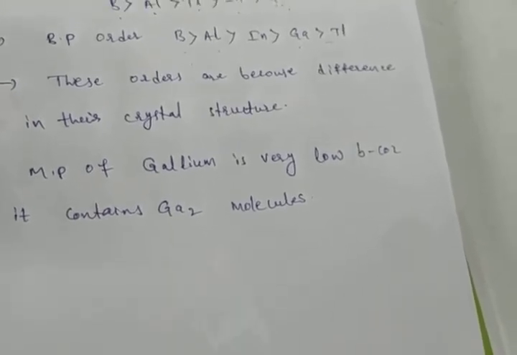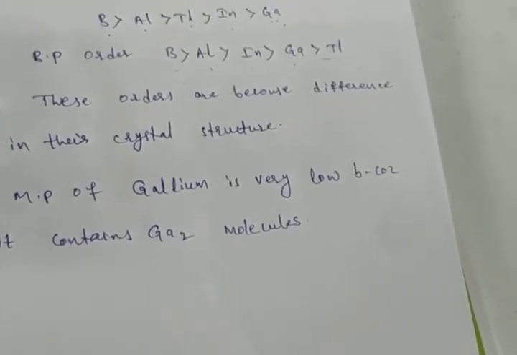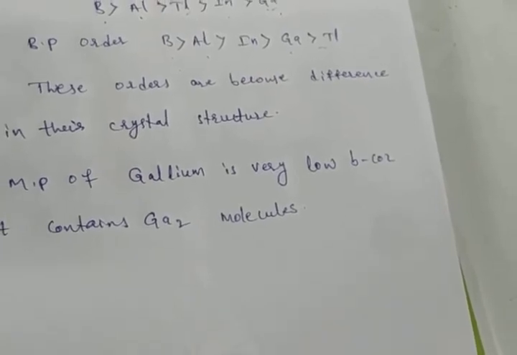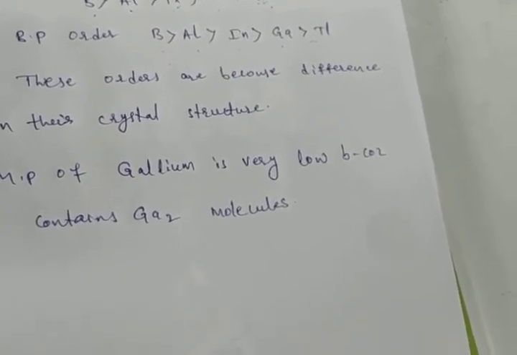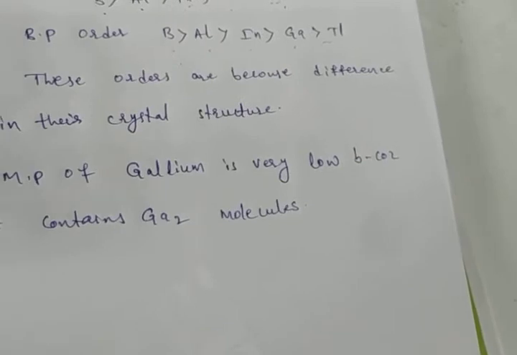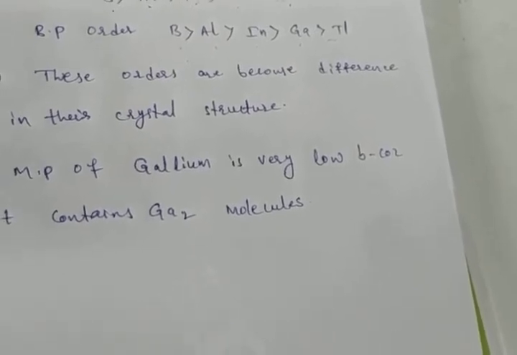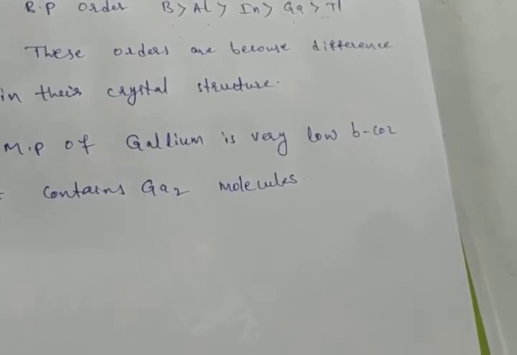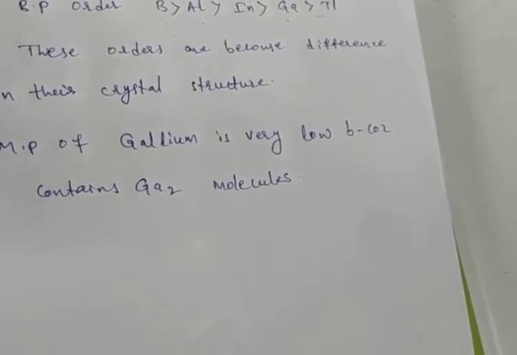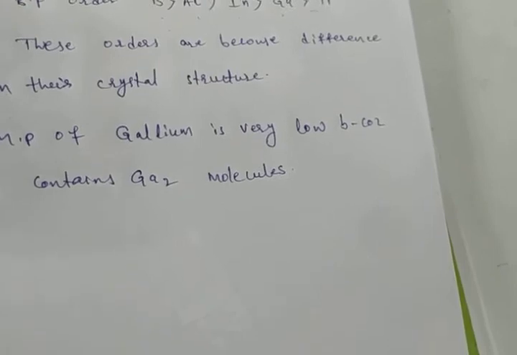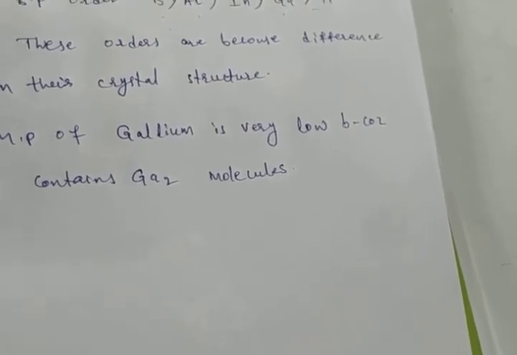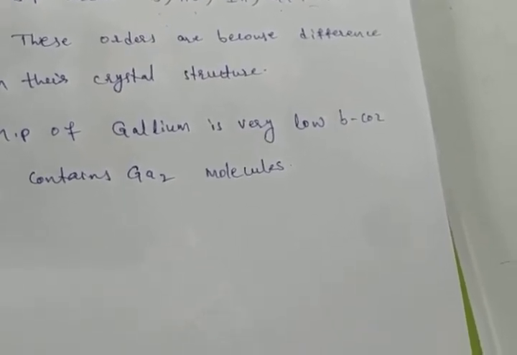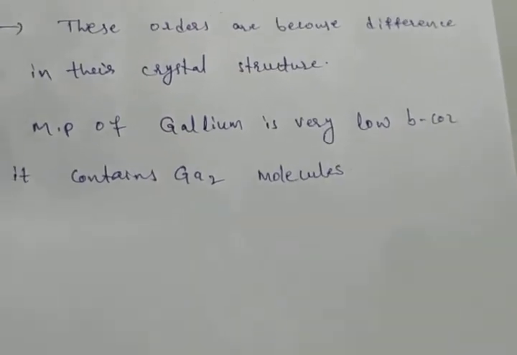Boron has a high melting point because it exists as a giant covalent polymer both in liquid and solid state. What is the reason? It exists as a covalent polymer. We have already discussed the types of bond, covalent bond and hydrogen bond, in chemical bonding last year.